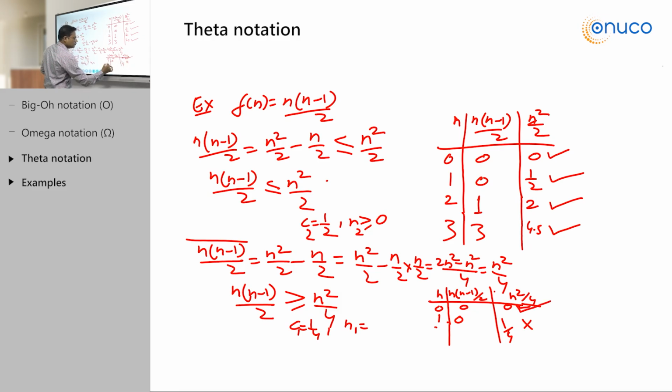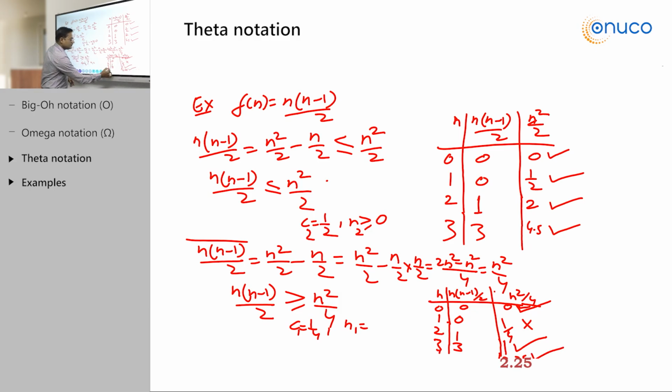Let us go for 2. 2 into 2 minus 1 divided by 2 is 1. 2 square by 4, 4 by 4 is 1. It is true. Then go for 3. 3 into 3 minus 1 divided by 2: 3 minus 1 is 2, 2 divided by 2 cancels, so 3. 3 square, 9 divided by 4, is going to be 2 point something, 2.25. Right? So still 3 is greater than this value.